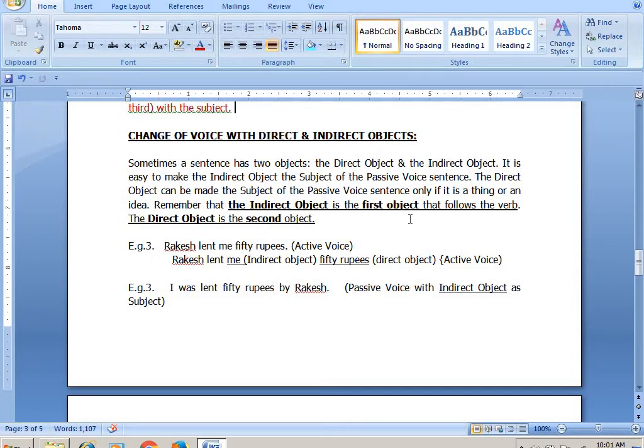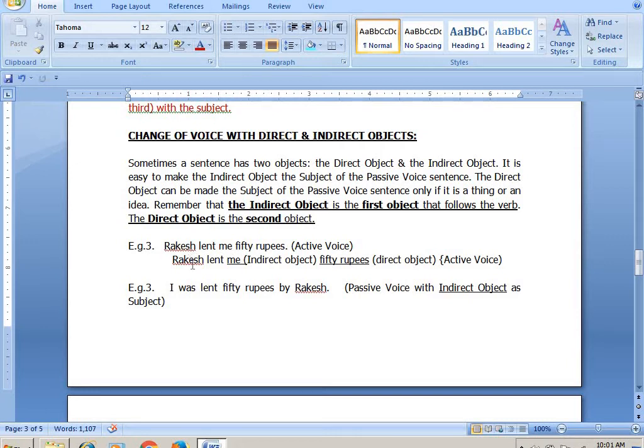Now example: Rakesh lent me 50 rupees. It is in the active voice. Me is the indirect object, and 50 rupees is the direct object. Now look here at the passive. What will you make? I was lent 50 rupees by Rakesh. Got it, students? Rakesh, which was the subject, became the object.